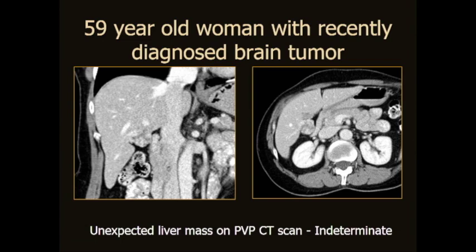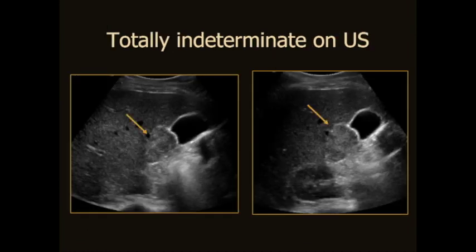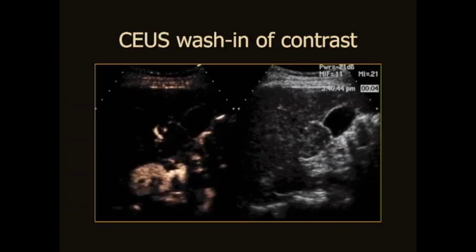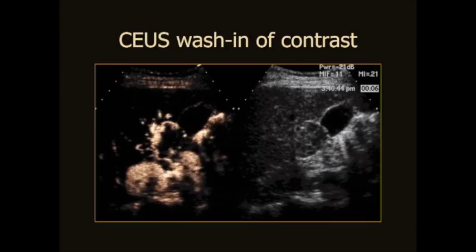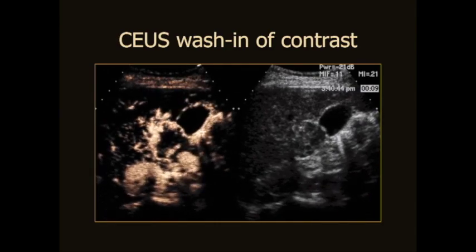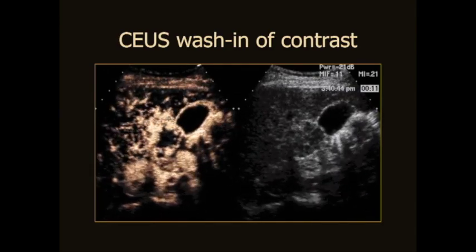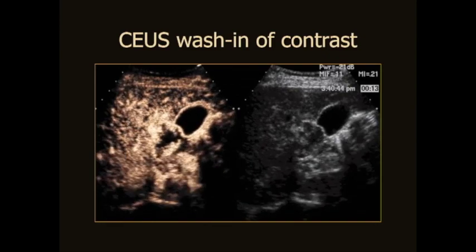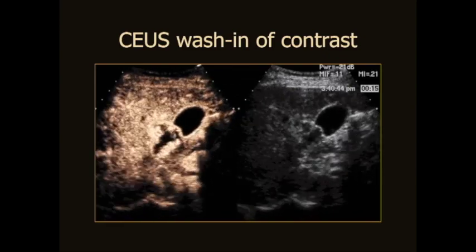Now, what about this patient? Another one with an oncology history. So recently diagnosed brain tumor, has a CT scan which shows an unusual exophytic mass, which was unexpected, and the patient was sent for ultrasound. So this mass is quite indeterminate on the baseline ultrasound as well. However, when we do contrast-enhanced ultrasound, you can see the beautiful peripheral puddles of enhancement which are progressing centripetally.